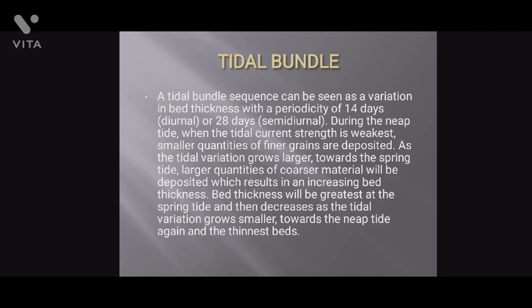During the neap tide, when the tidal current strength is weakest, smaller quantities of finer grains are deposited. As the tidal variation grows larger towards the spring tide, larger quantities of coarser material will be deposited, which results in an increasing bed thickness. Bed thickness will be greatest at the spring tide and then decreases as the tidal variation grows smaller towards the neap tide again and the thinnest beds.